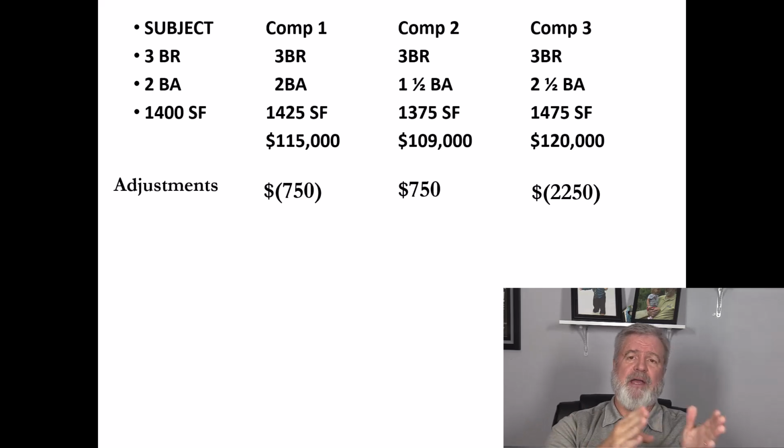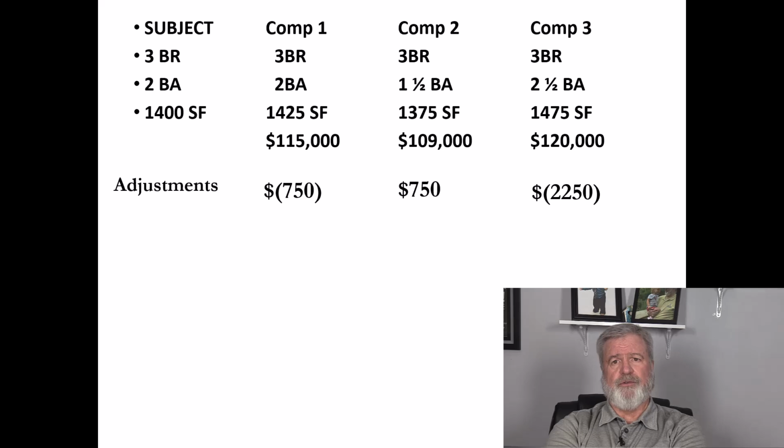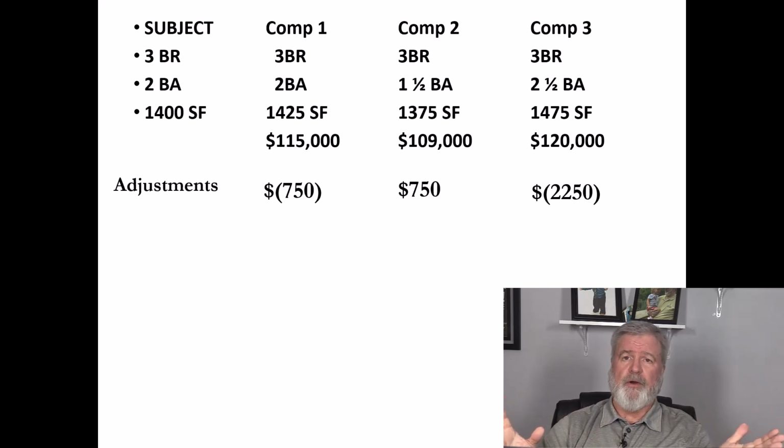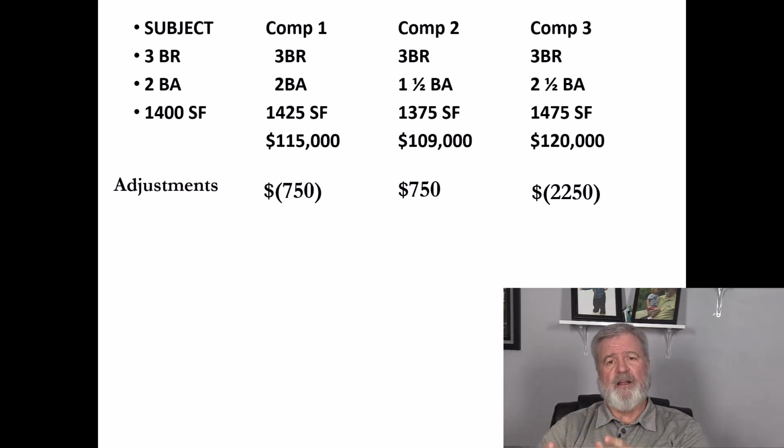Now, let's go back to comp 1. Are there any other differences between comp 1 and the subject property? No. Same number of bedrooms, same number of bathrooms. So there are no other adjustments that need to be made to comp 1. So now let's go to comp 2. Any other differences between comp 2 and the subject?